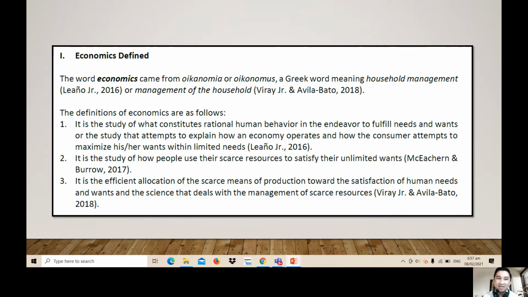Another definition is it is the efficient allocation of scarce means of production toward the satisfaction of human needs and wants, and the science that deals with the management of scarce resources. So, na-explain ko na to kanina. Since our resources are scarce, we as humans need to have sustainable living. So we have to make decisions as to how to manage these scarce resources to satisfy our unlimited wants and needs. Those are the different definitions of economics.